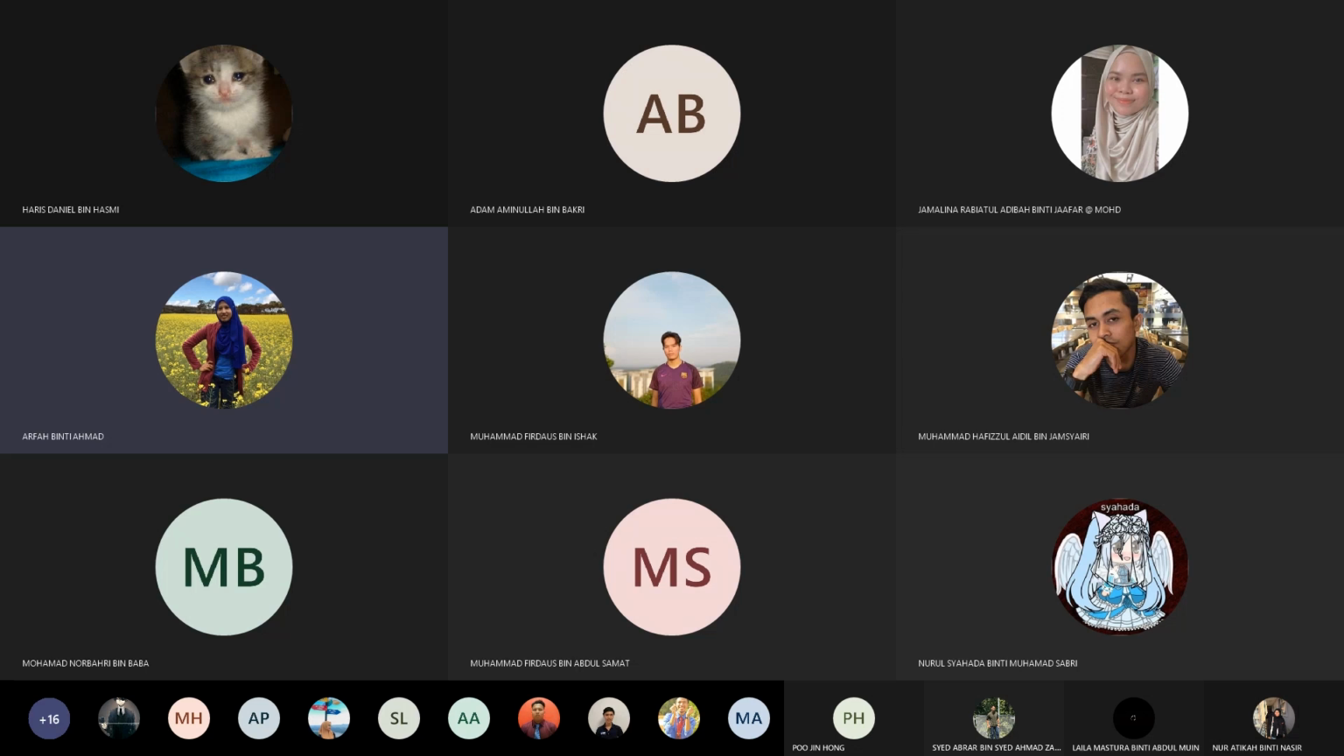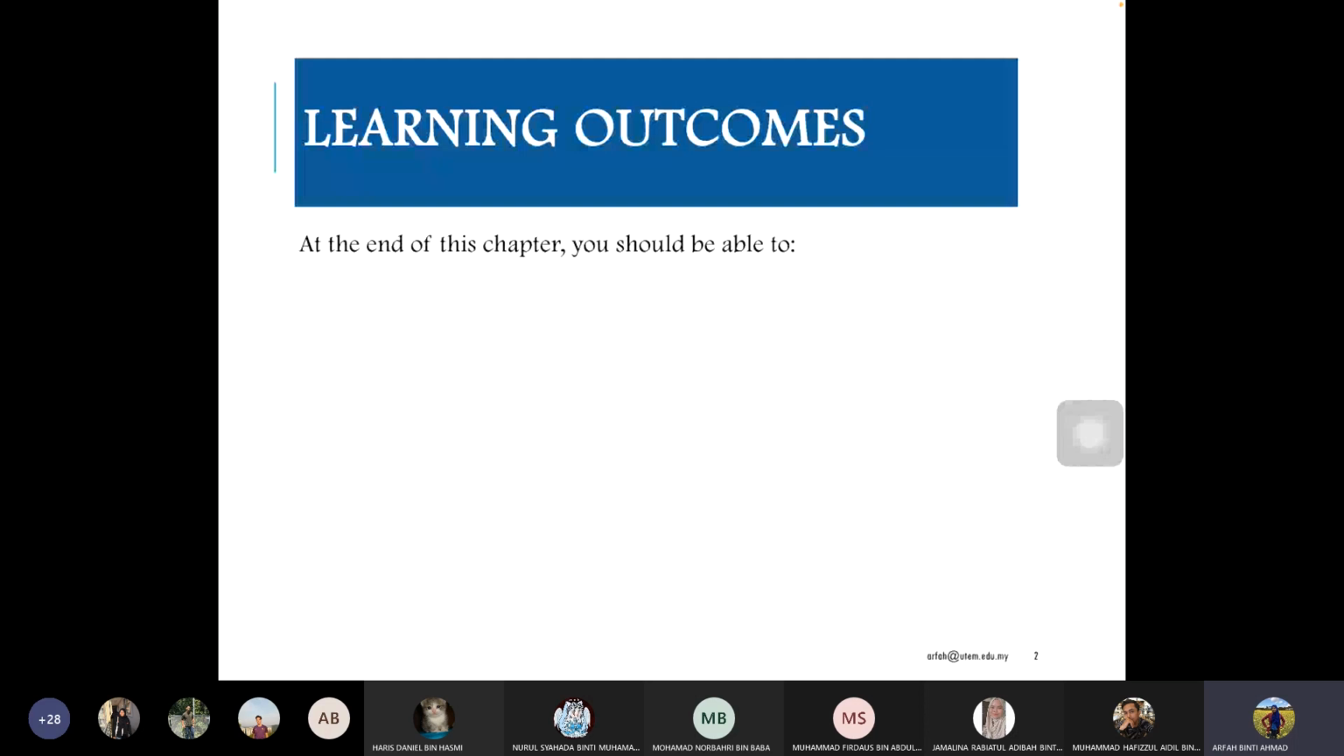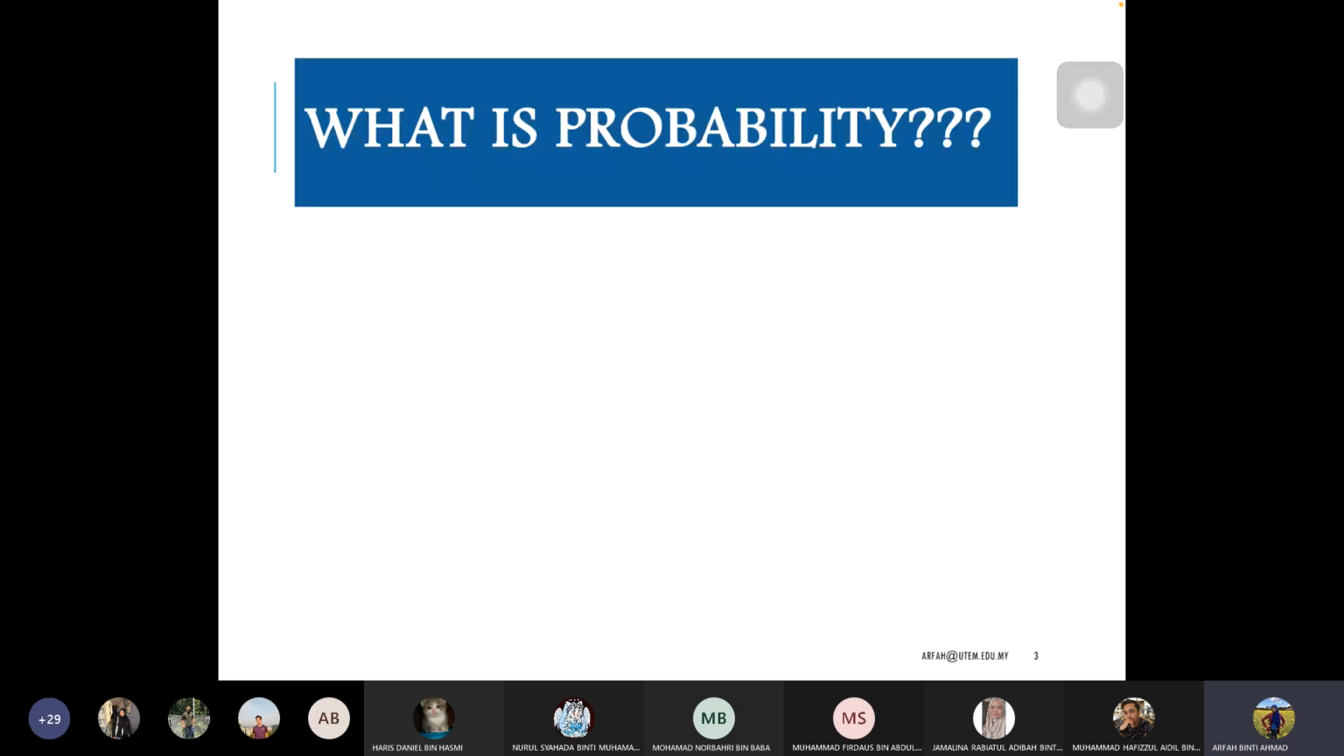So basically probability ni some of the part in here you already learn in school or during your matriculation. So it just a recap, okay. So learning outcomes at the end of this chapter, you should be able to describe the concept of set, event and probability, okay. Apply the multiplication rule and addition rule to calculate the probability. Apply the Bayes theorem in solving the probability problems, okay.